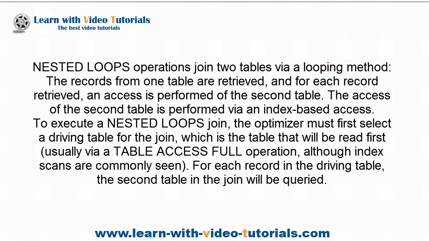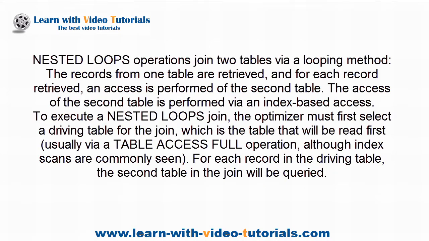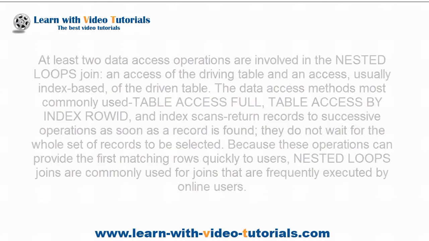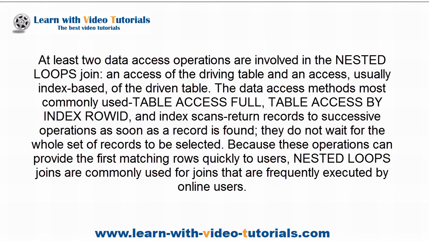To execute a nested loops join, the optimizer must first select a driving table for the join, which is the table that will be read first, usually via a table access full operation, although index scans are commonly seen. For each record in the driving table, the second table in the join will be queried. At least two data-access operations are involved in the nested loops join, an access of the driving table and an access, usually index-based, of the driven table.